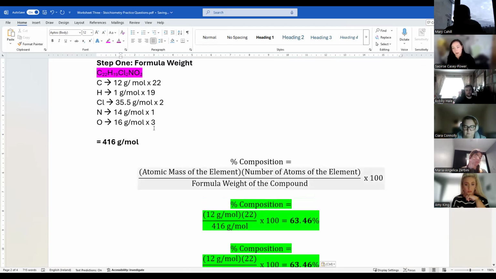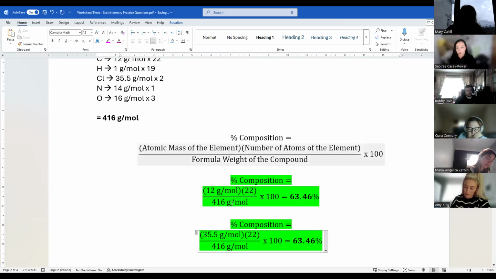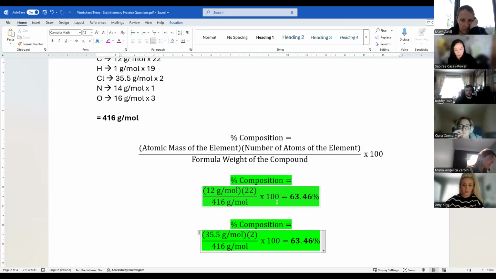So for example, if we were asked for chlorine in this case, all we would have to do is take, and it's a common enough exam question that they'll ask you for one and then ask you to repeat that with another element. So if we were asked for chlorine, you take the atomic mass of chlorine from the periodic table, 35.5. We have two atoms of chlorine, so we'll take that into account. And then we still divide it by the same total formula weight, because it's the same compound, it's just a different element. So in that case, it'll be 35.5 multiplied by 2 and then divided by 416.